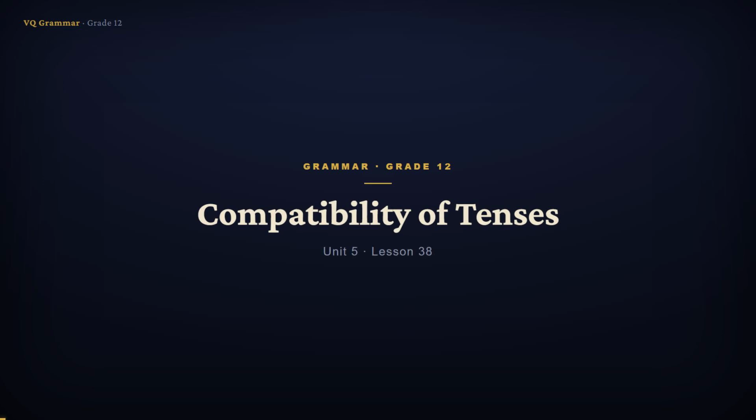This is Unit 5, Lesson 38, and today we're going to make your writing feel steady, so no little jolts pull a reader out of the moment. Our subject is the compatibility of tenses, keeping your verb tenses in agreement so that time moves smoothly through a sentence. Get this right, and your paragraphs read like they were written by someone completely in control.